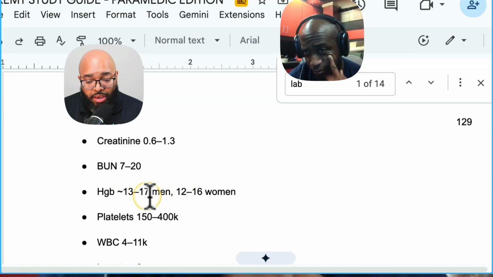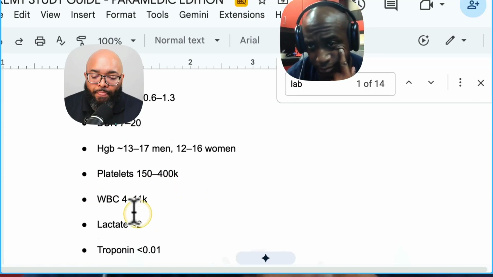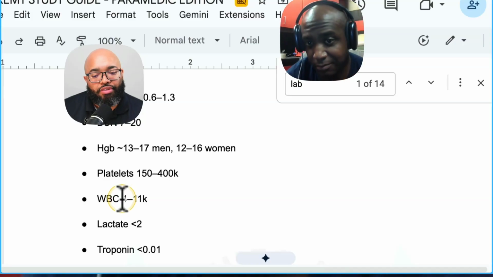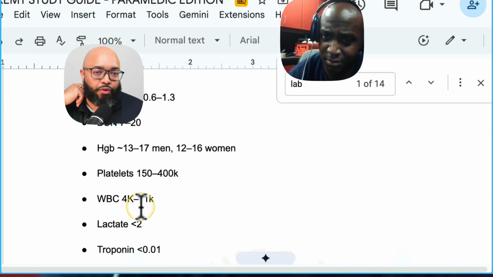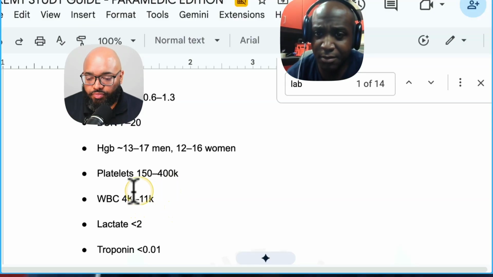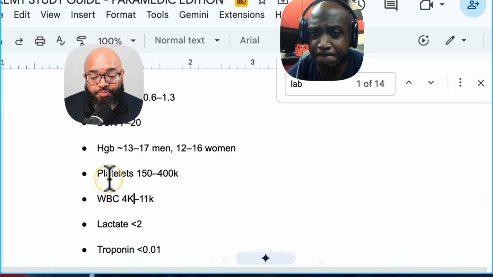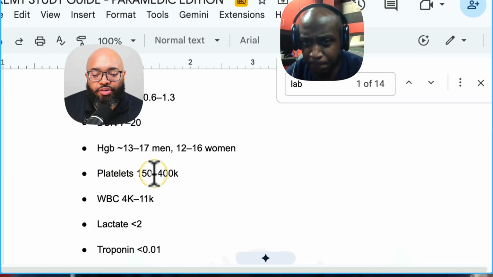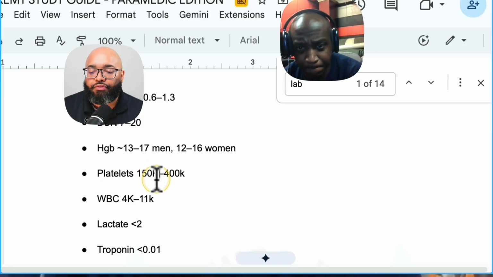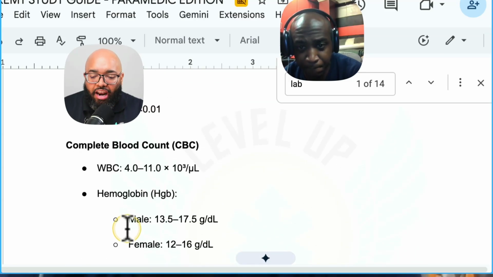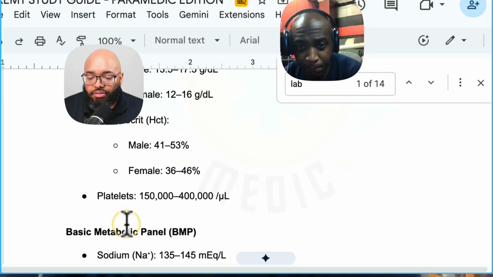Hemoglobin is this number, and it varies from men to women. Our normal platelet count is 4. That shouldn't be 4. Let me actually change that right now. That should be 4,000. It's 4,000 to 11,000. That's our normal white blood count. Our normal platelet count is 150,000 to 400,000. I've got all these different levels for you to review.